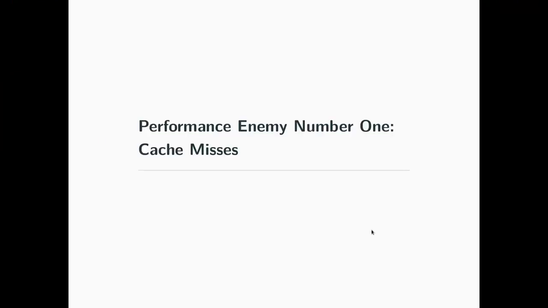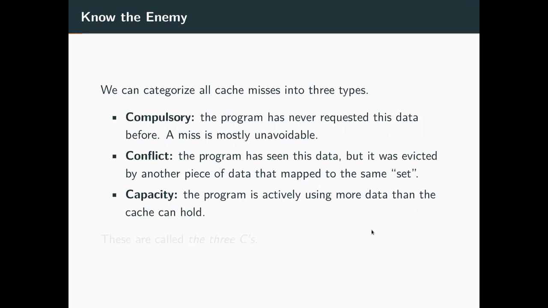So, what we're going to be looking at are ways to reduce cache misses. This is the number one thing that we are going to be looking for whenever we see performance degradation. We're going to start by looking at cache and seeing what's going on there, why we're getting cache misses. We're going to categorize all cache misses into three different types, and then look at each one of these types separately.